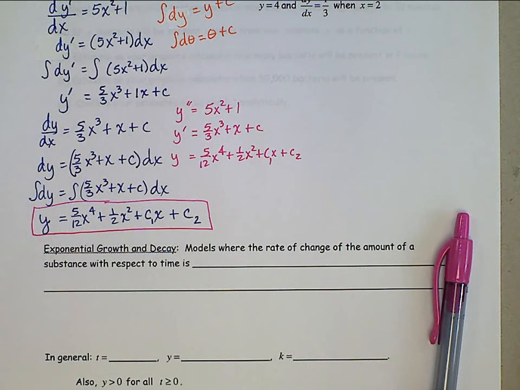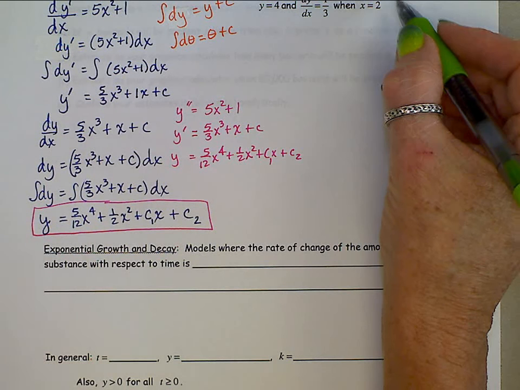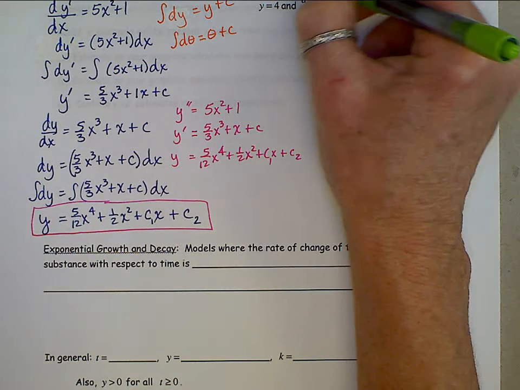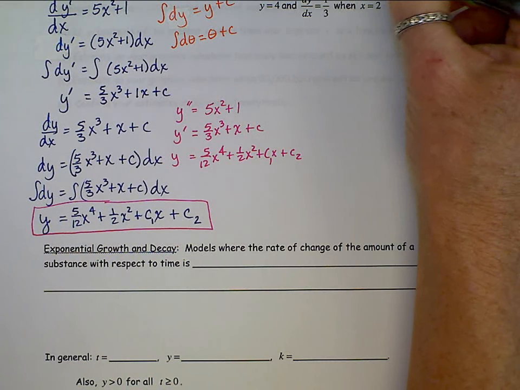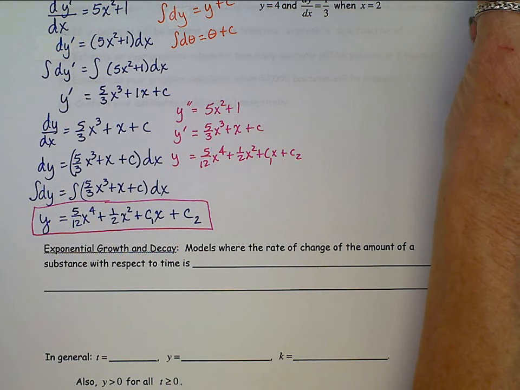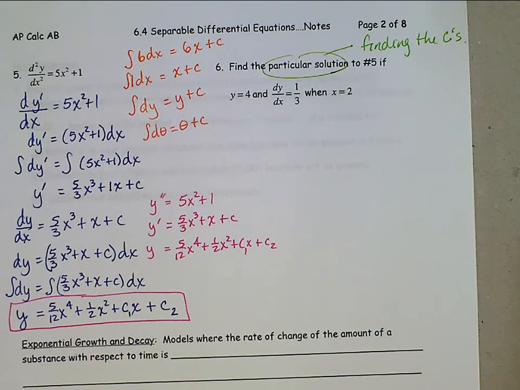Okay, going on then and looking at number 6 here, I want you to find the particular solution. That's the C's. The particular solution is finding the C's. Finding those plus C's.